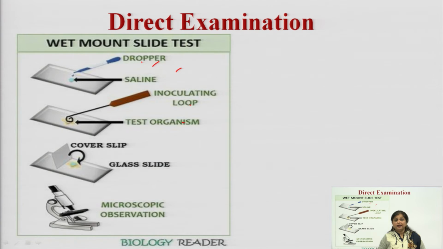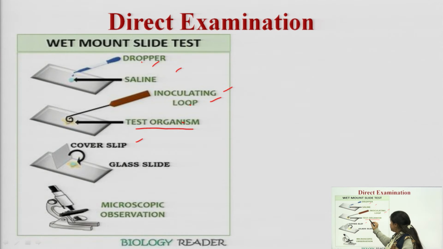So first you require a glass slide, second you require an inoculating loop. The role of the inoculating loop is that it mainly transfers the microorganisms, the culture, the sample, the specimen we want to see. That specimen, the test organism which we want to see under the microscope, will be transferred with the help of inoculating loops. After that we require the cover slip. You must have a cover slip with you to cover the specimen.